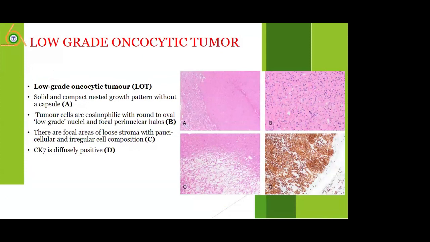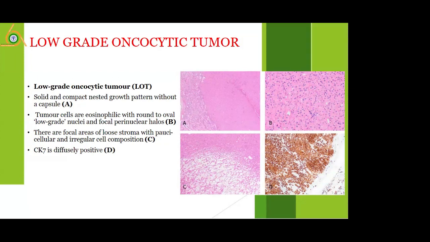You will have a compact and nested growth pattern, eosinophilic round nuclei, and diffuse CK7 positivity. Only if you have diffuse CK7 positivity along with CD117 diffuse negativity should you label these tumors as low-grade oncocytic tumor. Otherwise, previously, before this was known, they were probably all diagnosed as oncocytoma when IHC was not done. But nowadays, for oncocytoma, CK7 shows only focal positivity, not diffuse, and it will also be CD117 positive.